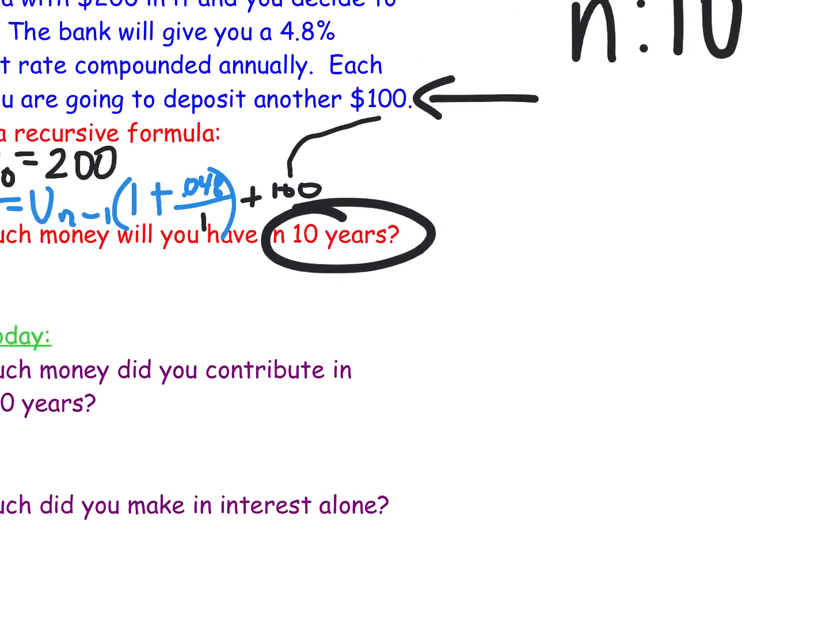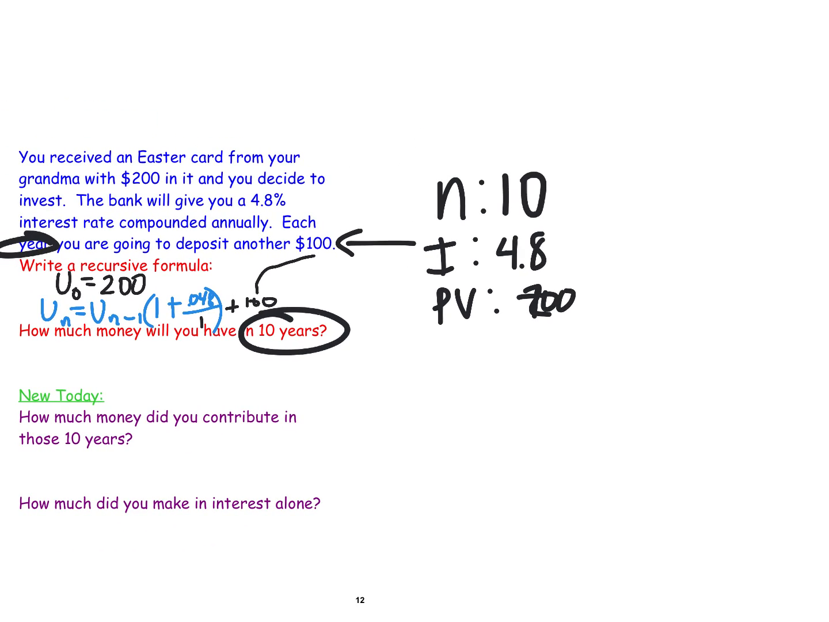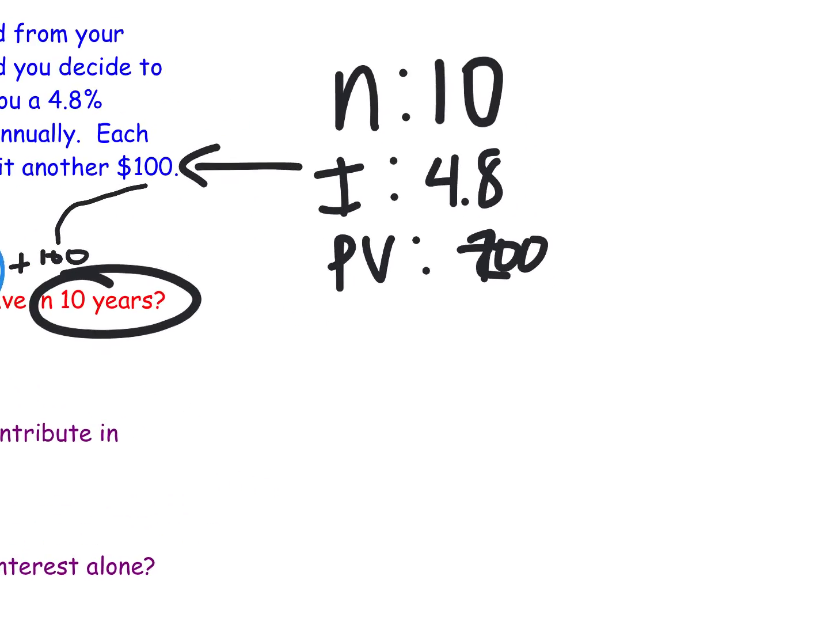So how much will you have in 10 years? Your N is 10. What comes after N, Connor? Interest. What is the I? 4.8. What's the next thing that happens? Present value. PV. What is it? Negative 100. Or would it be... It's negative 100. You're right. No, 200. Because Grandma gave you 200. Oh, yeah. So negative 200.